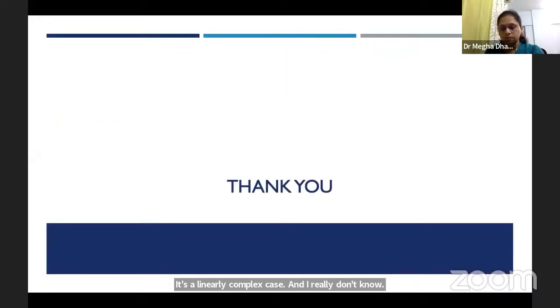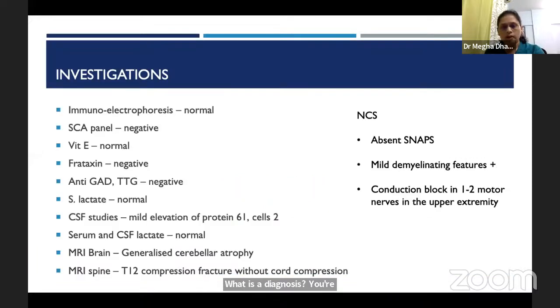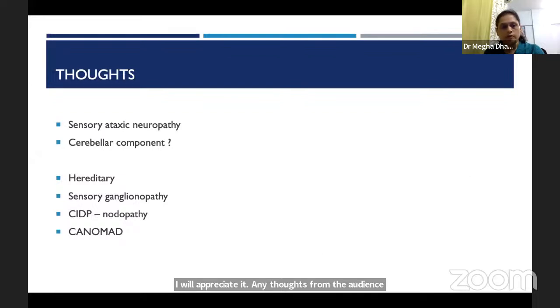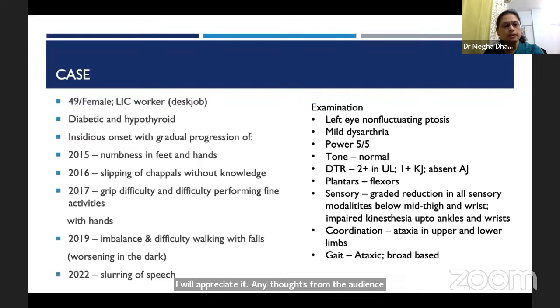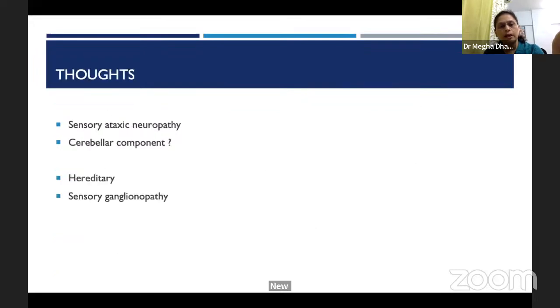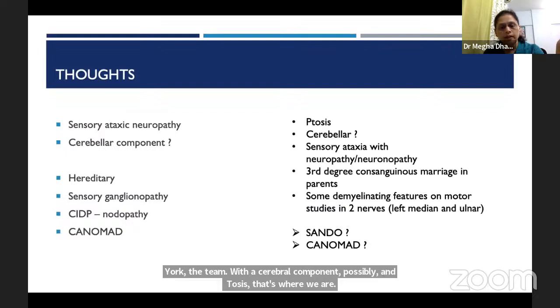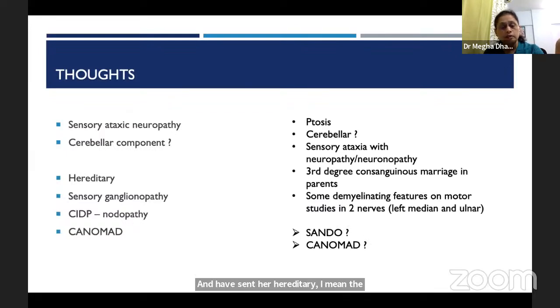I would appreciate any thoughts from the audience here. A patient presenting with subacute to chronic progressive sensory neuronopathy with a possible cerebellar component and ptosis. That's where we are. And I have sent the hereditary genetic test as well.